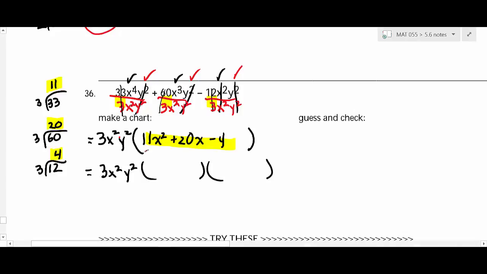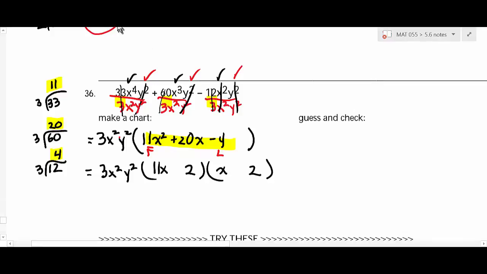And then let's just kind of put this one together now. Okay, this is not too bad. What would you use for the 11x squared? 11x and x. That's great. See, that's awesome. If you only have one possibility, it makes it a lot easier. Okay, now we've got the 4, so we could either go 1 and 4, or we could go 2 and 2. Okay, I'm inclined to go 2 and 2, so let's try that.